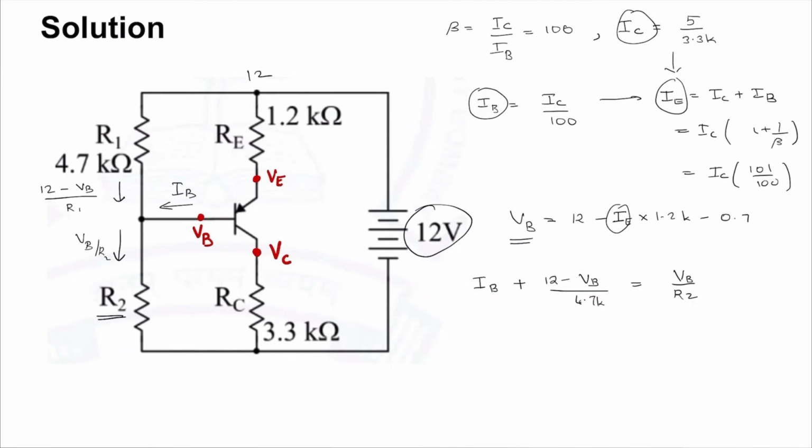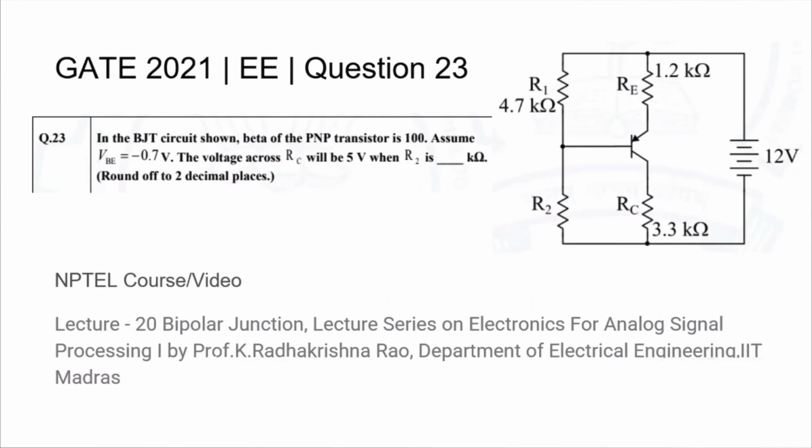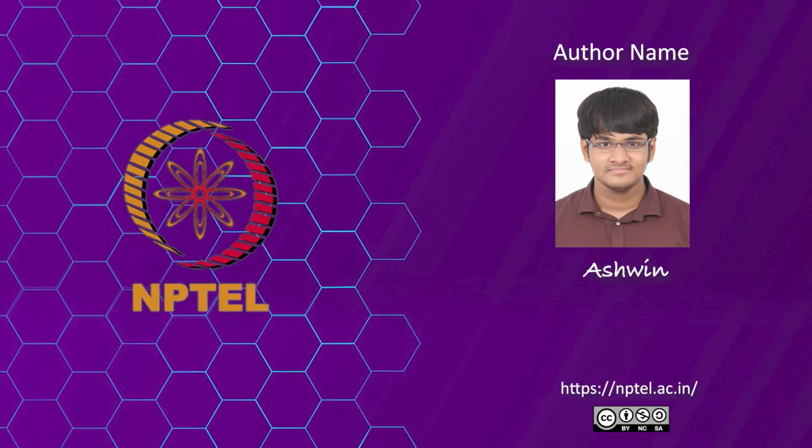If you rearrange this equation and solve for R2, you will get R2 as approximately 17.05 kilo ohms. That is, R2 is approximately 17 kilo ohms.